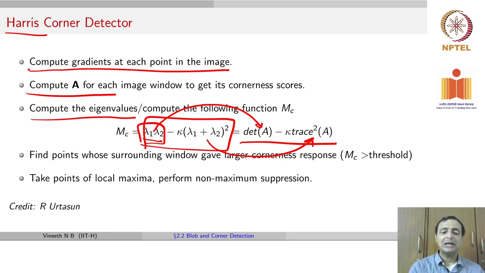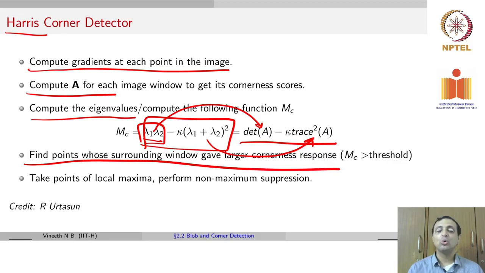Finally, you then take all points in the image whose cornerness measure is greater than the threshold. So you can take lots of different points, probably all points, compute their cornerness using autocorrelation, and then whichever is greater than a particular threshold, you actually call them corners.